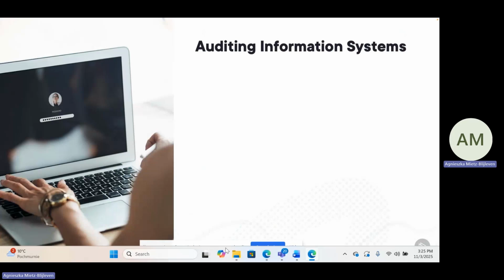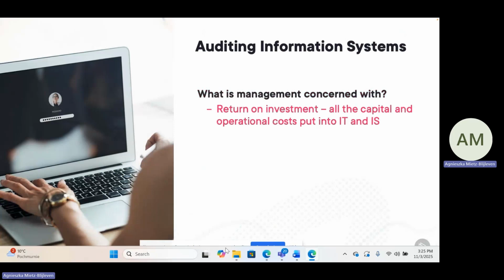When we audit information systems, we first of all want to know, well, what is management concerned with? Management is often concerned with business more than they are with, say, hackers or something external. They are concerned with things like return on investment, that all of the capital and operational costs that go into IT and IS every year are actually providing a reasonable return for the support of the business. That means that we use the resources, both the people as well as the money and tools we have, effectively.